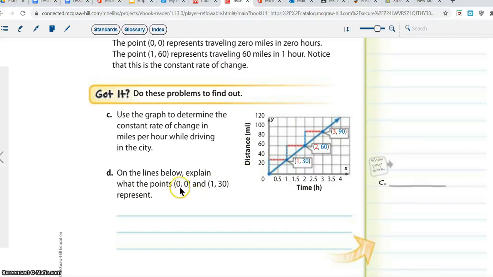So (0, 0), what does that mean? Well, that means when I have traveled for 0 hours, I have gone 0 miles, right? And as soon as I have traveled for 1 hour, I have traveled 30 miles. So that's what that means. 1 hour, I've gone 30 miles.